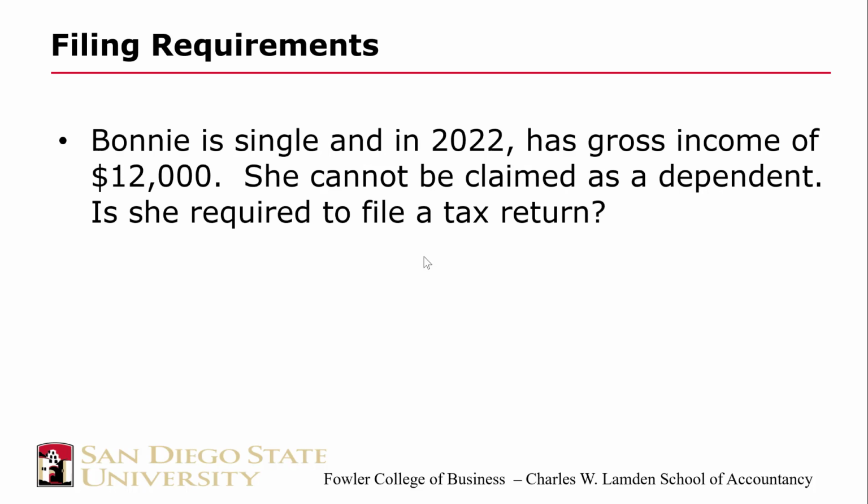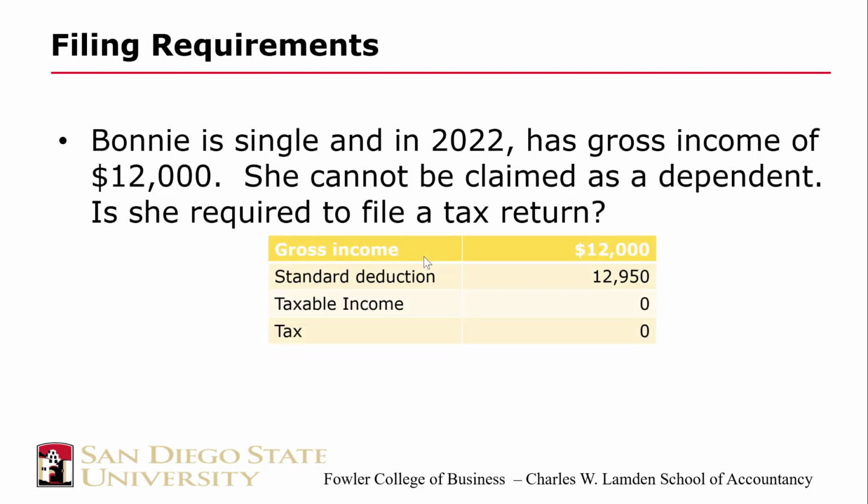All right, Bonnie is single, and in 2022, she's got gross income of $12,000. She cannot be claimed as a dependent. Is she even required to file a tax return? So how do we figure out whether someone's required to file a tax return? Well, there is a way. Her gross income is $12,000, but remember, as a single person in 2022, she gets a standard deduction of $12,950. As a result, that's going to zero out her income.